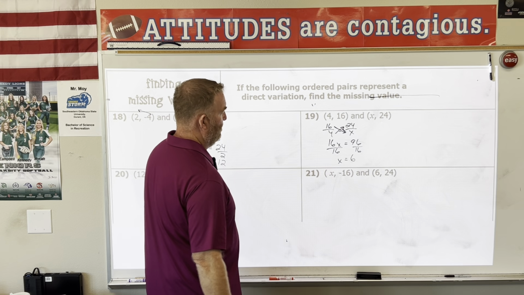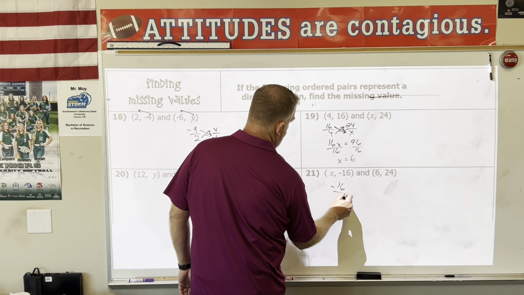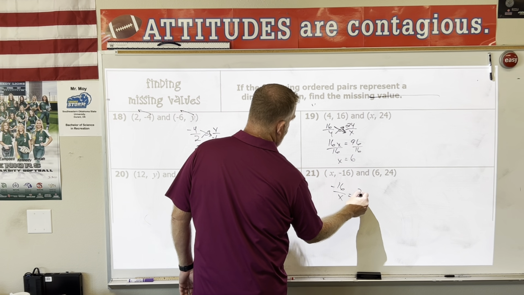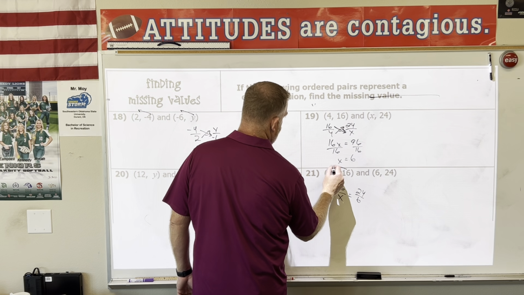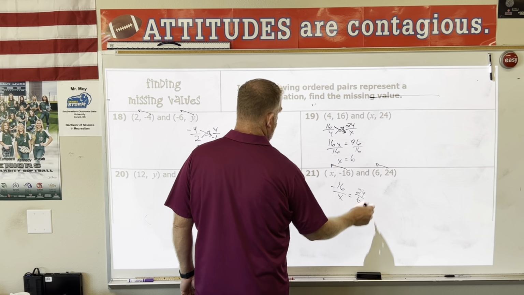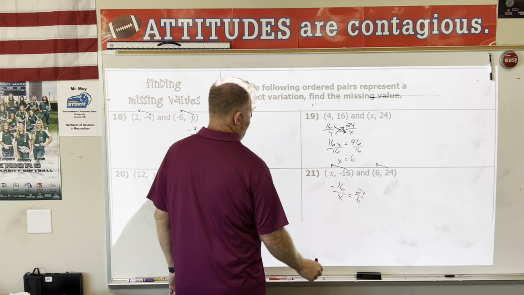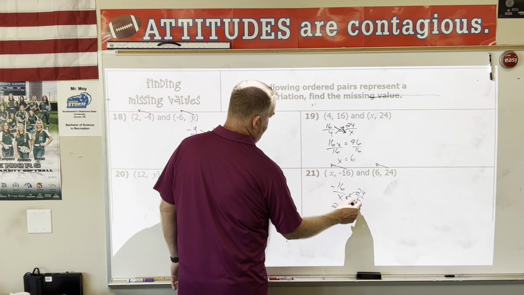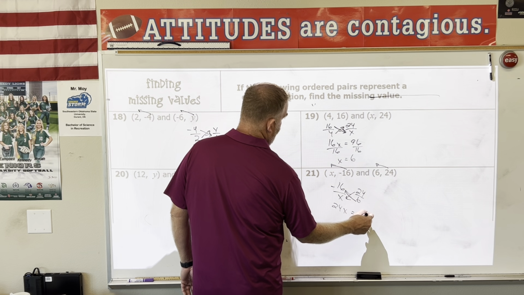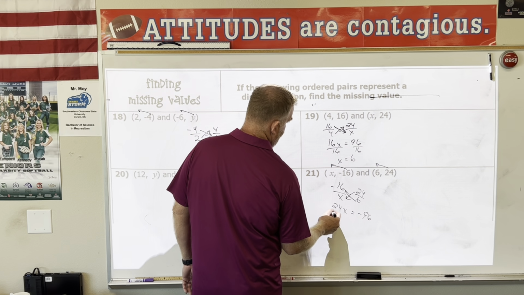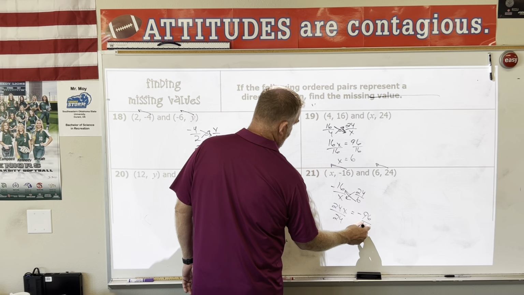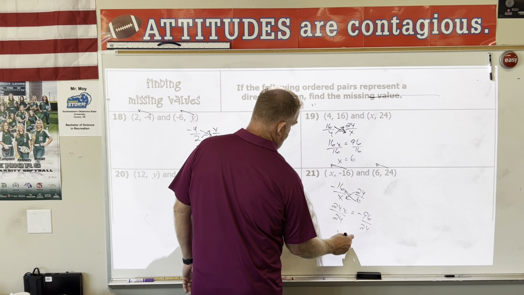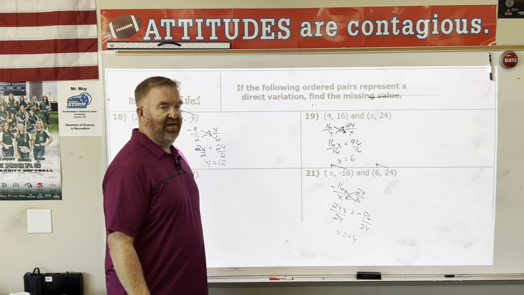All right. Last one. Here we go. Negative 16 over x. And then we've got 24 over 6, right? This goes on top. This goes on top. Okay. What is 24 times x? 24x. What is 6 times 16? Negative what? 96. Yeah, same numbers again. Divide by 24. What'd you get? Negative 4. There's my answer. You guys good?